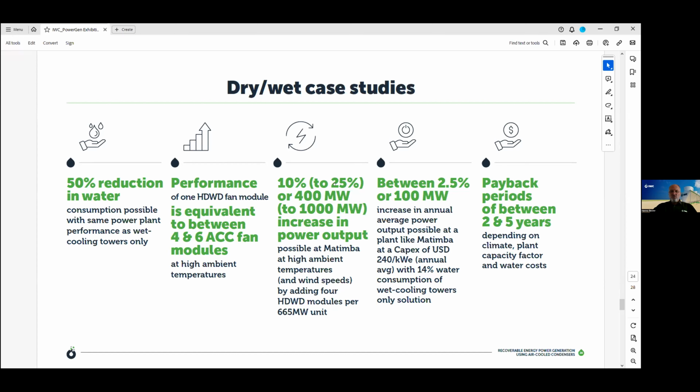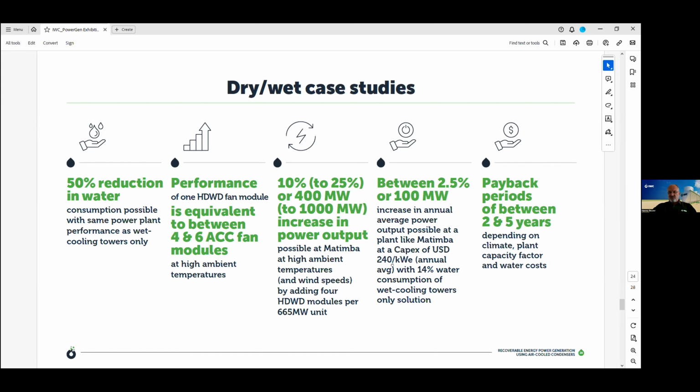Then for a plant like Matimba, a 10% to 25%, or 400 megawatt to 1,000 megawatt, increase in power output can be achieved by adding 4 hybrid deflecmator modules per 665 megawatt unit. On average, one could achieve 2.5%, or 100 megawatts, additional output on a plant like Matimba. And this is what is really interesting. The capex of such a retrofit would be in the order of $240 per kilowatt, based on the annual average, with only 14% water consumption of the wet cooling tower solution.